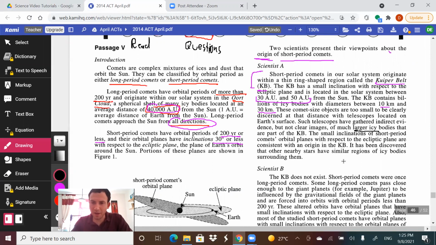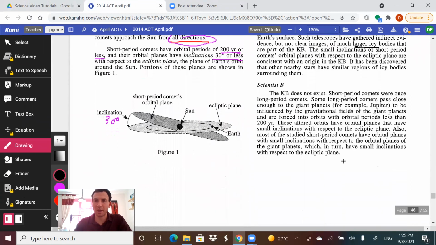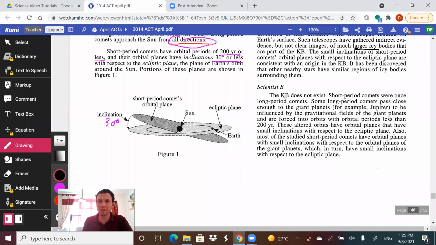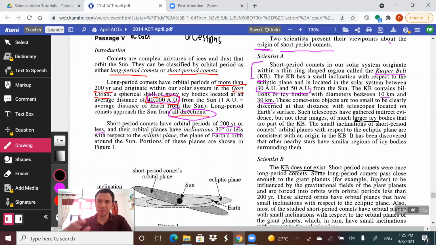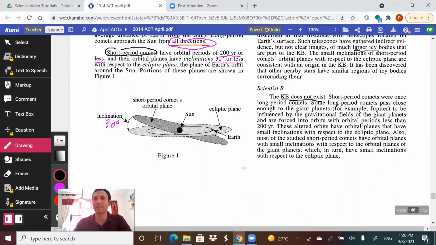It has been discovered that other nearby stars have similar regions of icy bodies surrounding them. Okay, let's see what scientist B says. Scientist B says the KB does not exist. Whoa, what a bombshell. Scientist A is saying these comets, short period comets, come from the KB, and scientist B is saying there's no such thing as a KB.